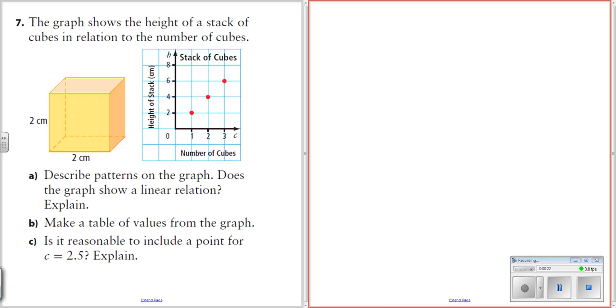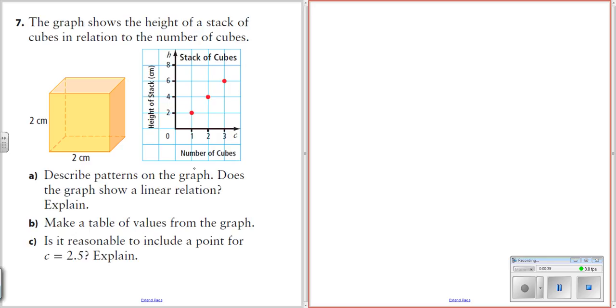So on our graph here, we have number of cubes as being our x-axis labeled C for cubes. And on our y-axis, it's now labeled H for the height of the stack, and it's in centimeter units. It's important that you put those units there. It's in centimeter units. So it says describe the pattern of the graph.